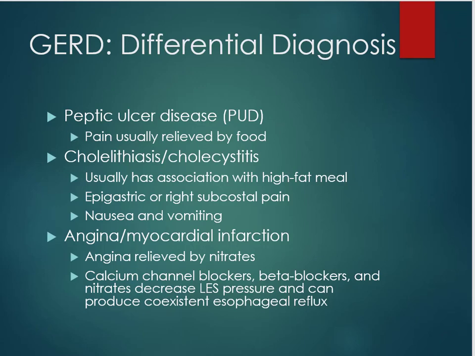The differential diagnosis associated with GERD needs to include peptic ulcer disease. Pain is usually relieved by food. You could have cholelithiasis or cholecystitis. Usually this has been associated with a high-fat meal, and you may also have some epigastric or right subcostal pain, and you may see nausea and vomiting with this.